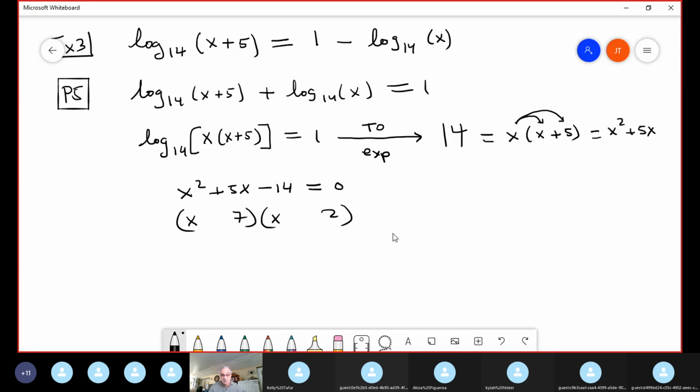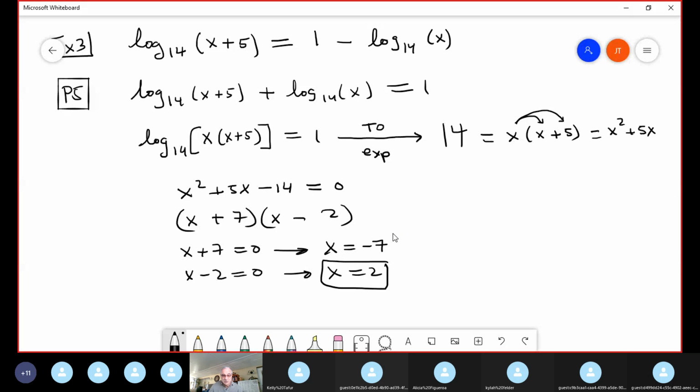7 times 2, 14. 7 minus 2 is 5. Positive 7 and negative 2. So one solution is x plus 7 equal to 0. That means x is equal to minus 7. This is not good. Remember, when it's negative, the value is completely out of the domain of the logarithmic function. And x minus 2 is equal to 0, x equal to 2. Okay? So in this moment, I need to check it. Checking this and checking that.